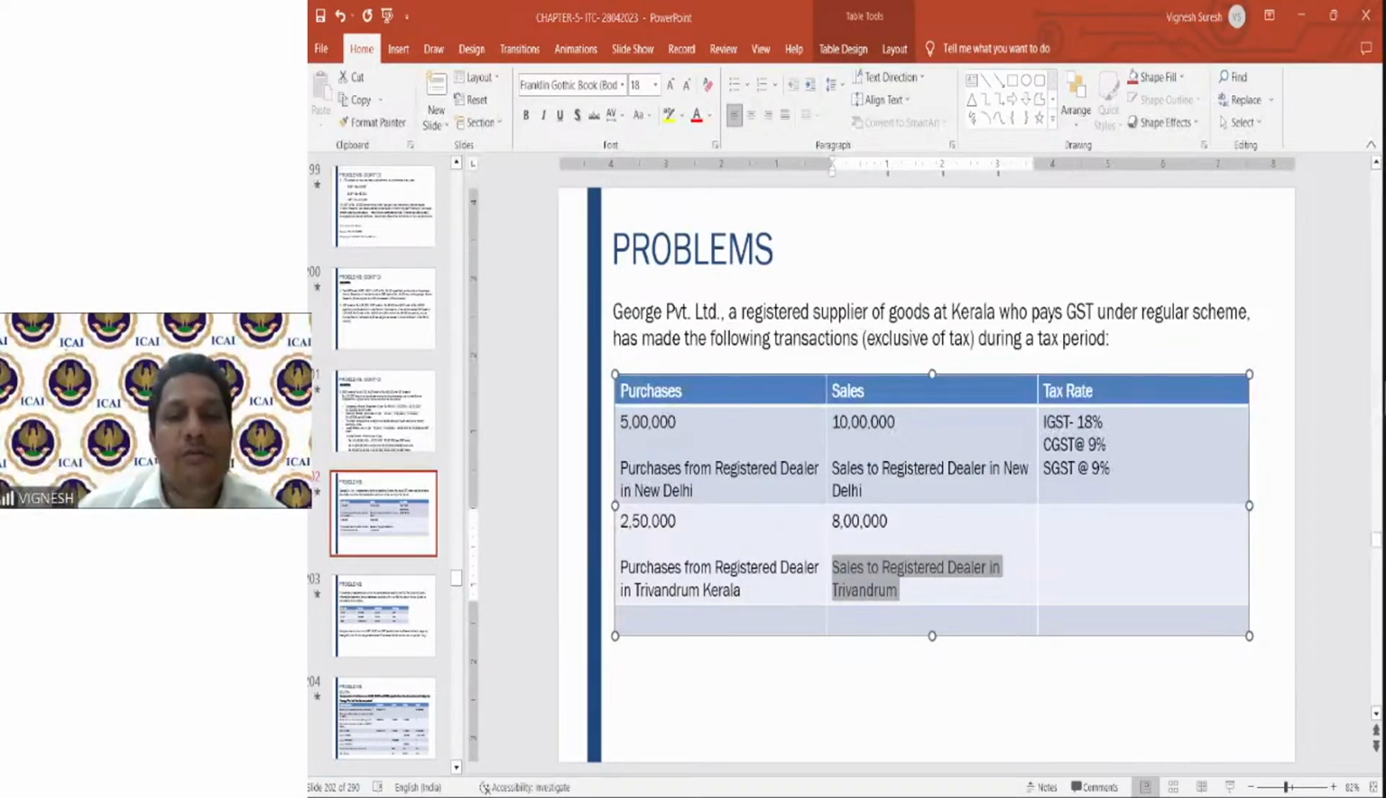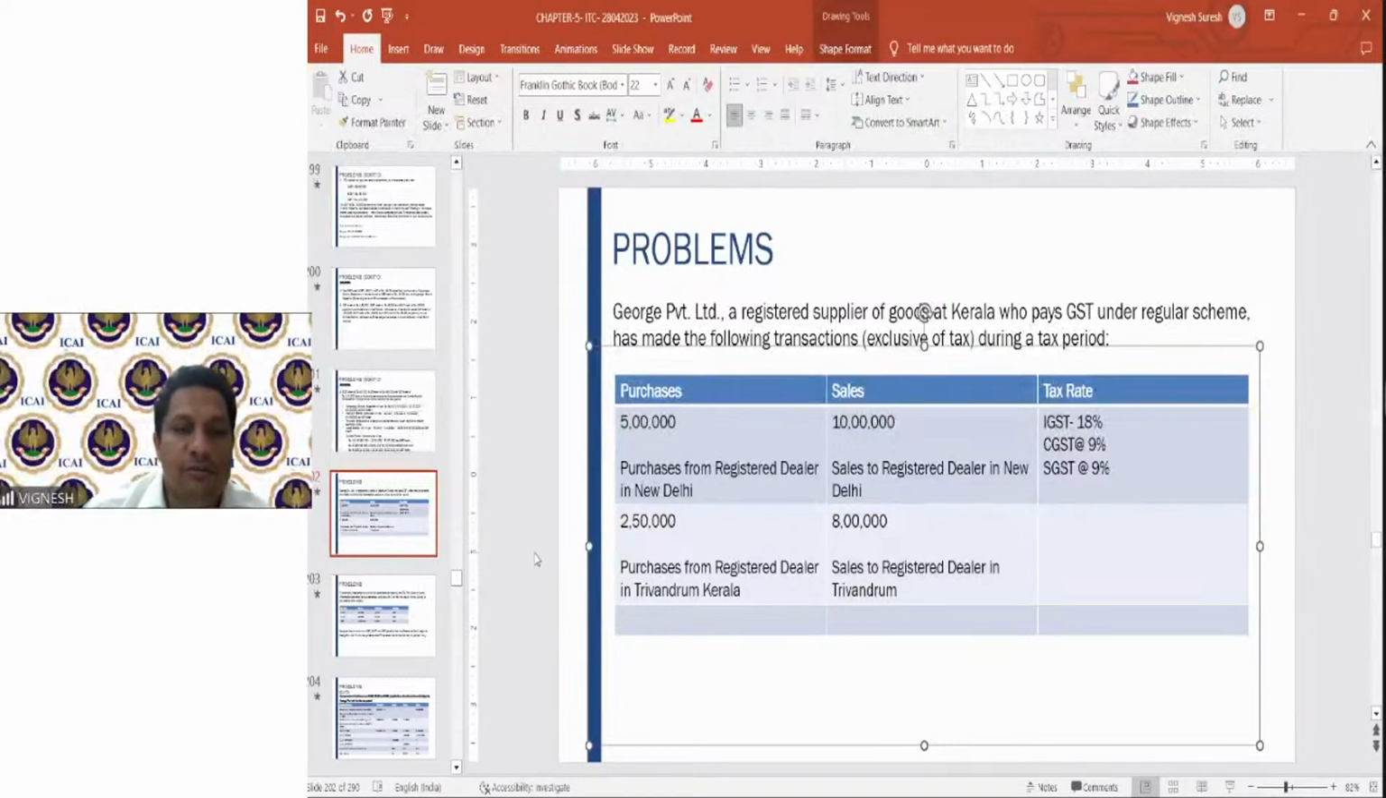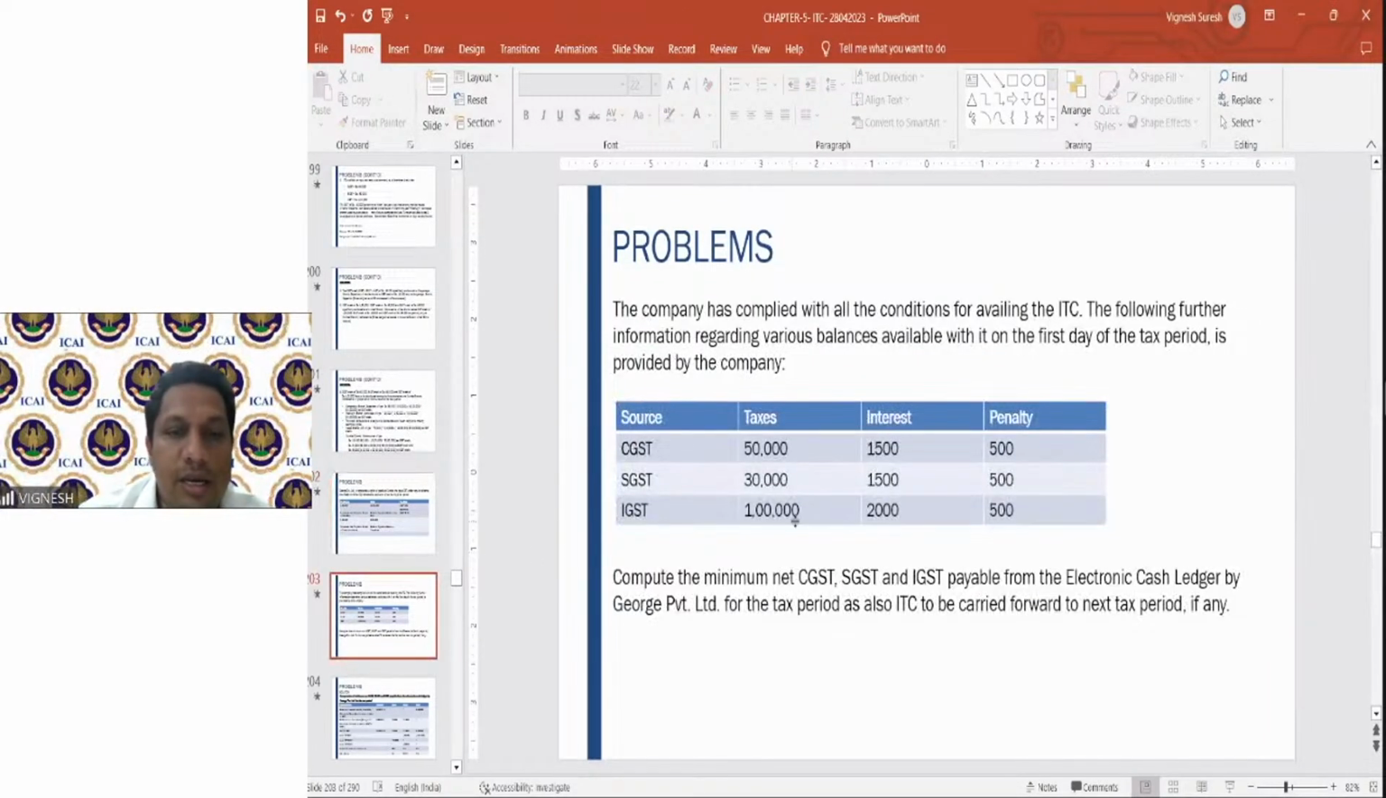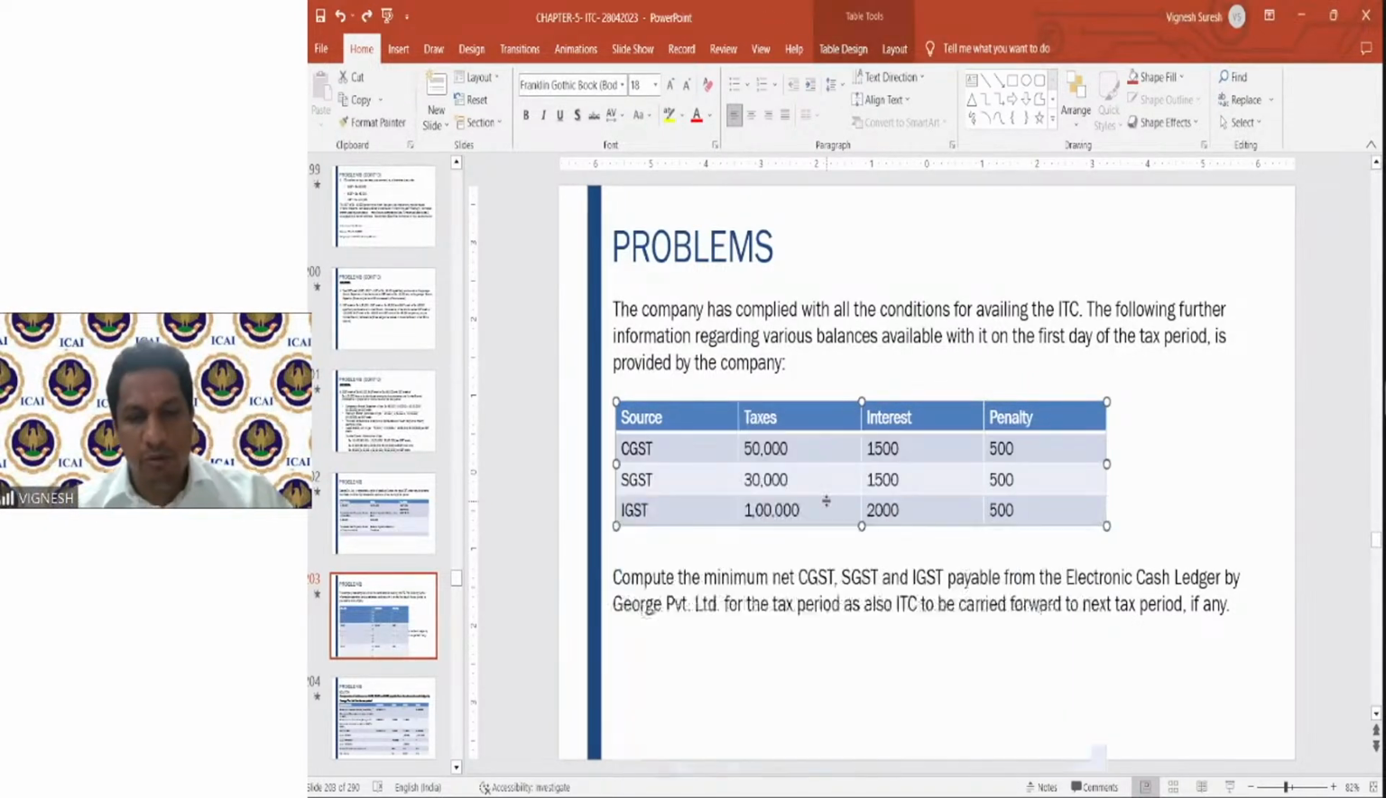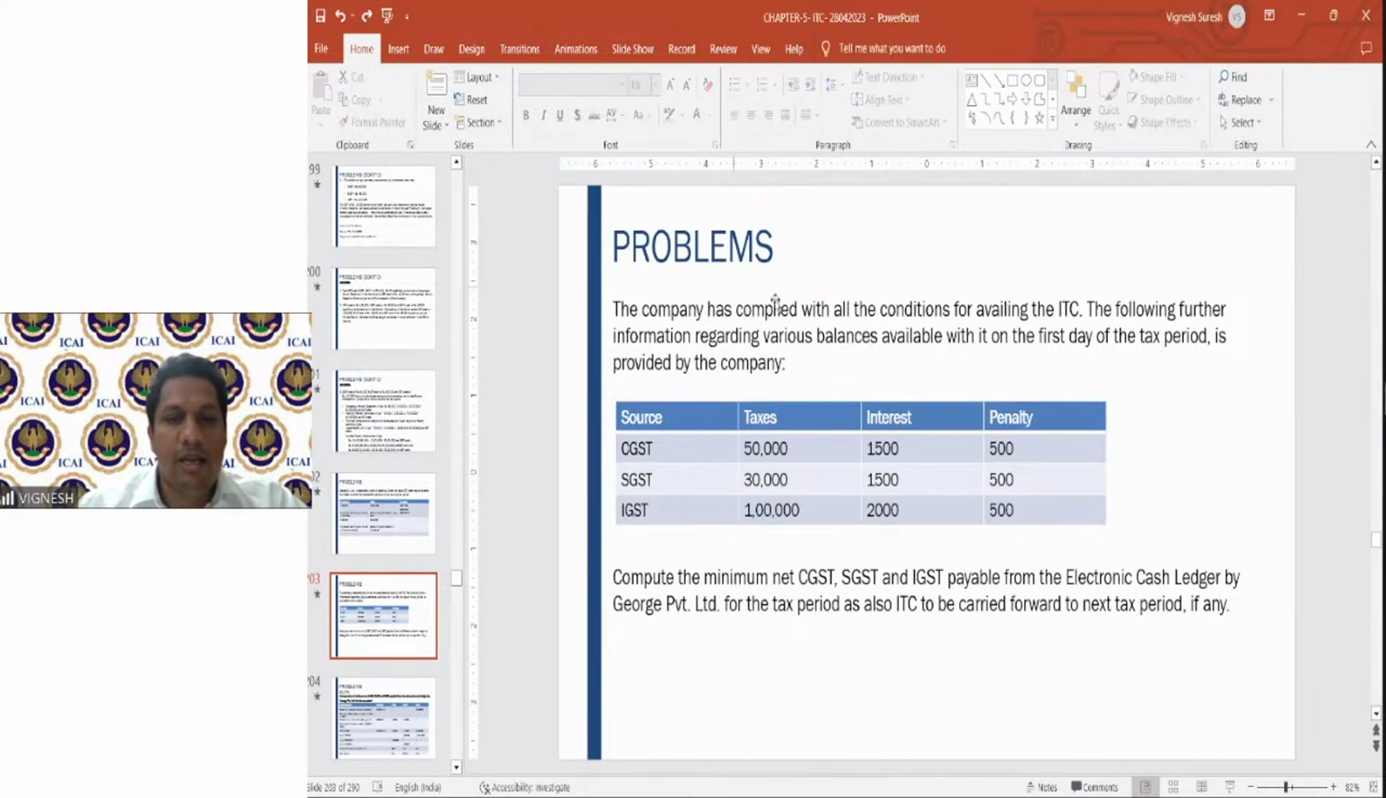Fine. Then you have to work out the ITC which is available during the tax period for set off. First, you have to set off the IGST balance. What is the IGST balance? You see here, IGST is 1 lakh. Interest and penalty you cannot claim as input tax credit. Please bear in mind, interest and penalty you cannot claim as credit. On 1,80,000, you straight away utilize the credit. First, you have to adjust against the IGST credit, then against the CGST and SGST.